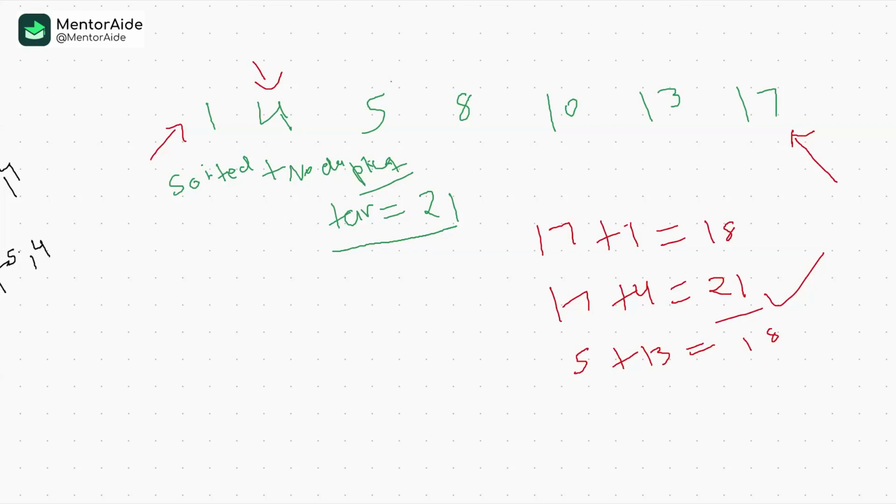Okay, so as you mentioned, the next step would be what? 8 plus 13, if I'm not wrong. Okay, 8 plus 13 is what? 21. Then what is the next step? What is the next step?